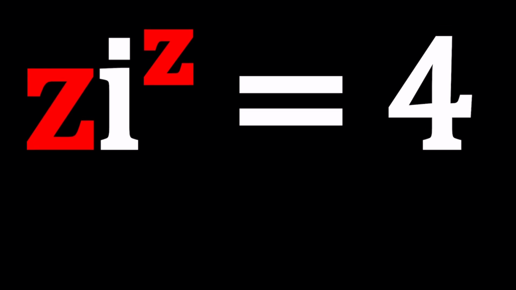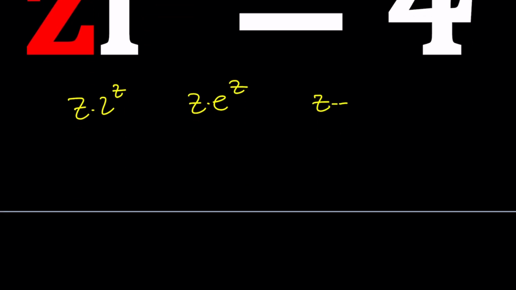Now, when you have something like z times something to the z, it could be z times 2 to the z, z times e to the z, and so on and so forth. You should be thinking about a very special function called Lambert's W function. Hopefully you're familiar with that. Let me go ahead and quickly introduce you to it.